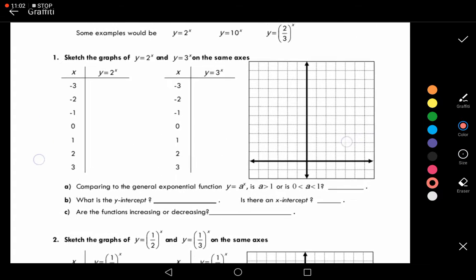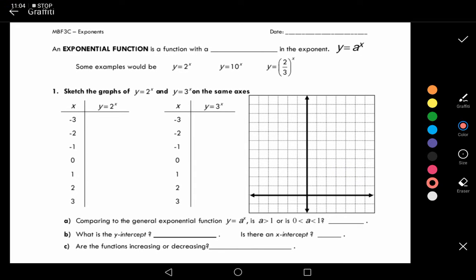Okay. So an exponential function is a function with a variable in the exponent. Thinking back to our linear and quadratic, our linear just had an x in it, and our quadratic had an x squared. An exponential function, if we're looking at the equation, we know it's exponential if it has a variable as the exponent. So instead of being raised to the power of 2 or negative 2, it's raised to the power of x.